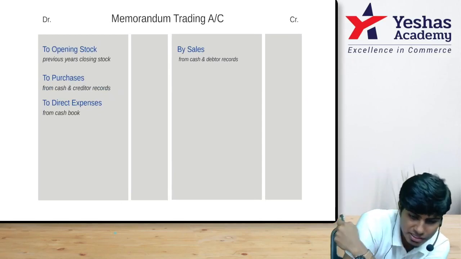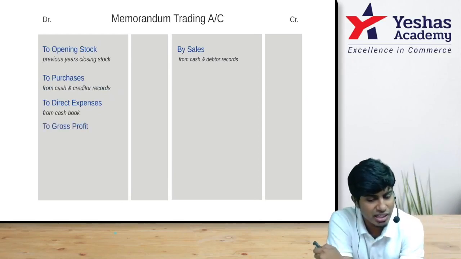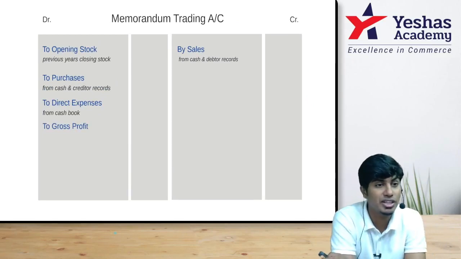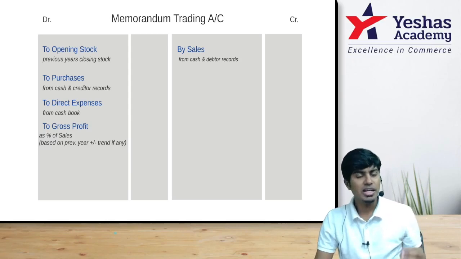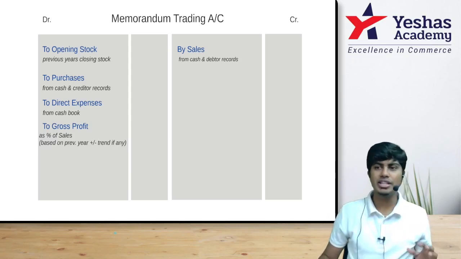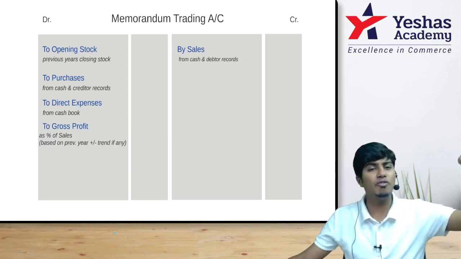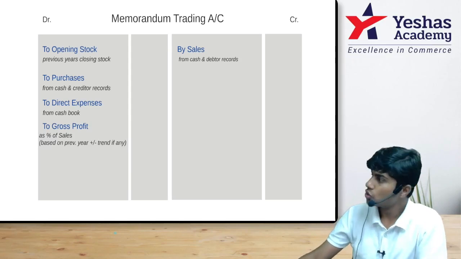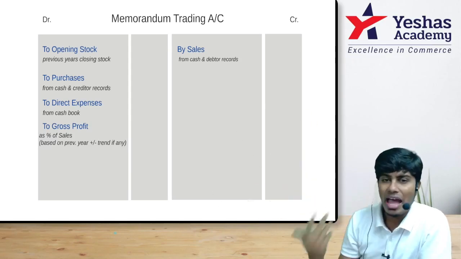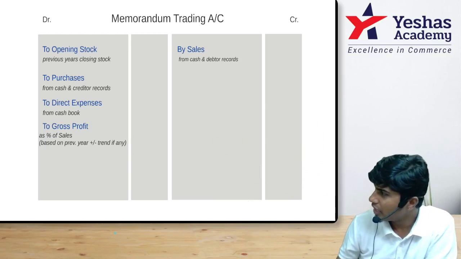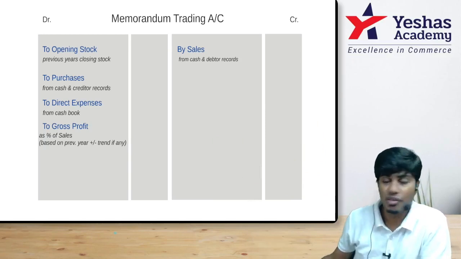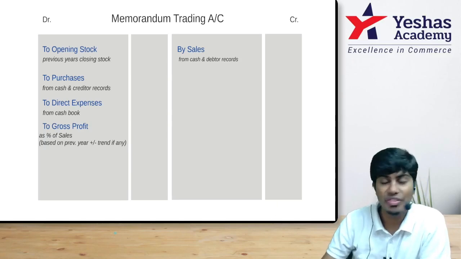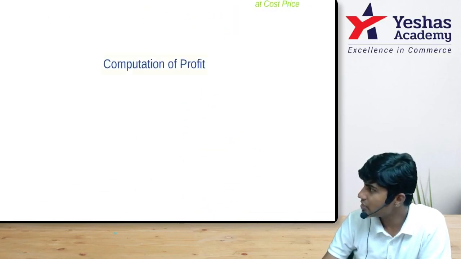After opening stock, purchases, direct expenses, and sales are written, we compute gross profit as a percentage of sales. See, the GP percentage need not be the same as the previous year. They might say the current year there is an upward trend of 1% over the previous year's GP. Then we'll take the previous year's GP percentage, add 1% to it, and arrive at the current year GP percentage. This GP percentage should be applied on the sales. When we apply that, we'll get our GP. Then we'll find our closing stock as the balancing figure.